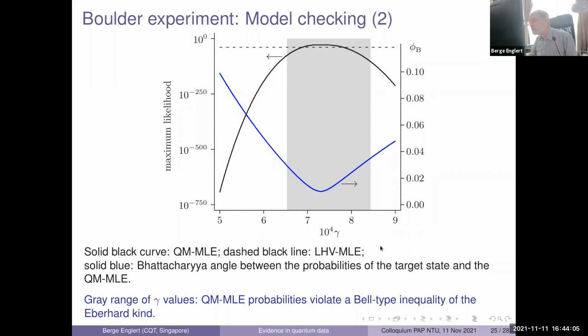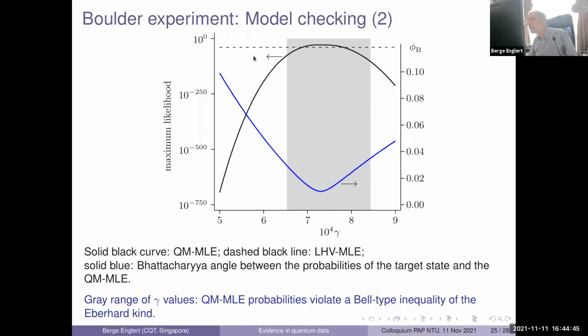But of course, there are always imperfections. And if you put the gamma value around here, this measure of distance between the two probabilities, the so-called Bhattacharyya angle, just measures the difference between two probability distributions. Here, the probabilities of the target state and the probabilities estimated from the data. That also is best if you are here. So you can be pretty sure that the true value of gamma is not 5, but is more in this region. And if we operate in this region, then you see that the quantum mechanical probabilities are somewhat larger than the values for the local hidden probability.